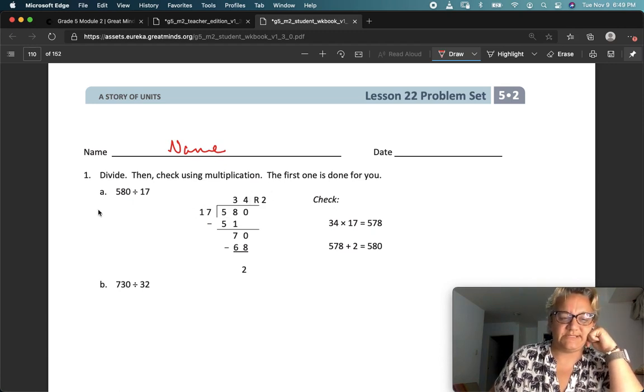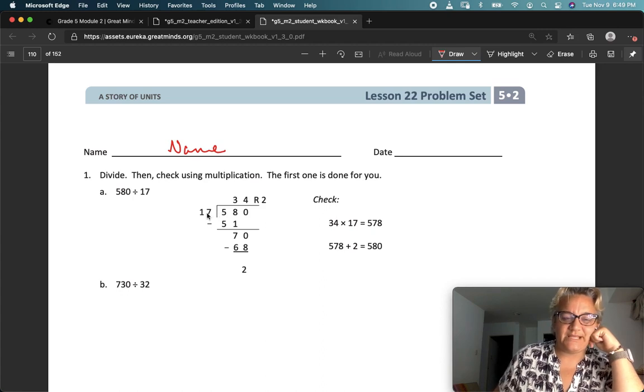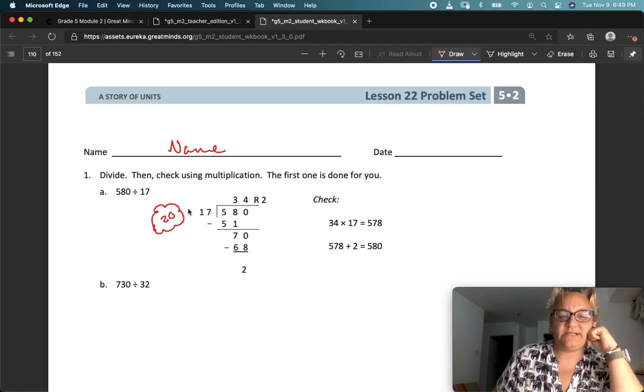Okay, so just like we did on the other page, 17 would go into 58. Well, let's see. Let's round 17 up in our heads to 20. 20, 40, 60 is too much, but it's not lower than that, so let's try that 3 times. 3 times 7 is 21, carry the 2. 3 times 1 is 3, plus 2 is 5. Okay. Then subtract, bring down the 0, and now we have 70 here.